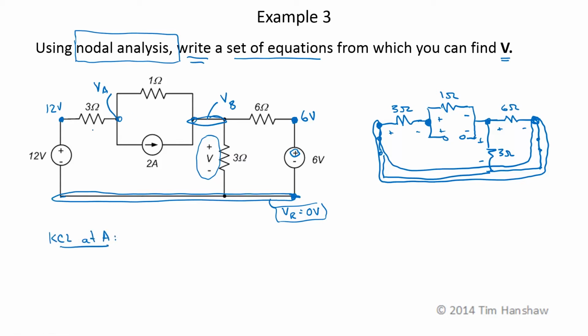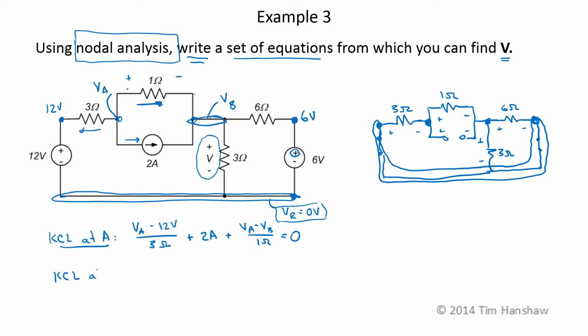So I'm going to define all of my currents at node A as leaving that node. Positive will be leaving. The current through the 3 ohm resistor is VA minus 12 volts, the voltage difference over that resistance, over 3 ohms. The current through the current source is automatically 2 amps in this direction. It's leaving node A, so I get a plus sign there. And the current through the 1 ohm resistor, this is going to be the polarity I'm going to use if this is my current direction. It's VA minus VB over 1 ohm. Those are all the currents at that node, so this sums to 0.